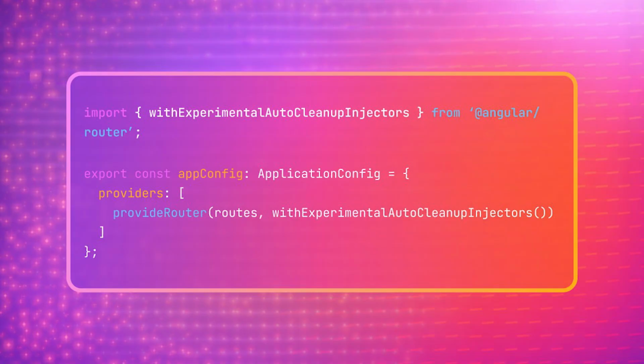By the time you are watching this video, it might not even be experimental anymore. With this option enabled, after each successful navigation, once the router reaches navigation end and becomes stable, Angular automatically cleans up any unused route injectors. So don't forget about it.